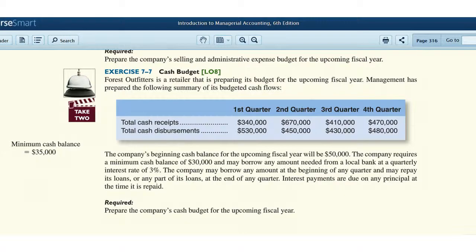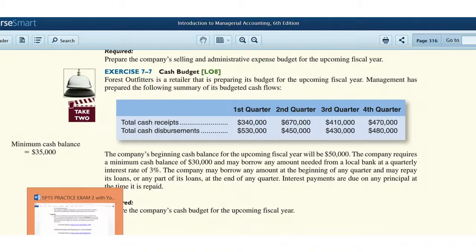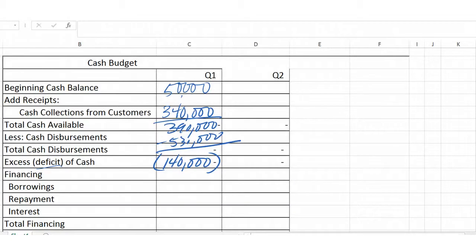So this problem says we need to maintain a minimum of $30,000, and we can borrow from the bank, and the interest rate is a quarterly interest rate of 3%, meaning 12% annually. That's quite a bit. Okay, let's go back to this one then.